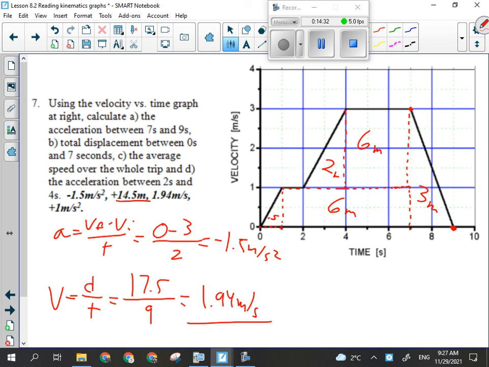And then the acceleration between 2 seconds and 4 seconds. So acceleration is Vf, 3, minus Vi, 1, and that is for 2 seconds. So positive 1 meter per second squared. Everybody all right with how that one worked? How are we feeling about the velocity versus time graphs? A little better than last week at least?